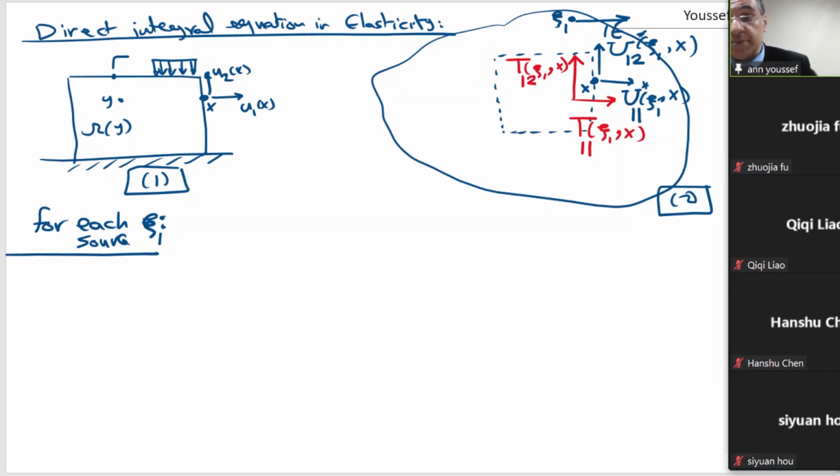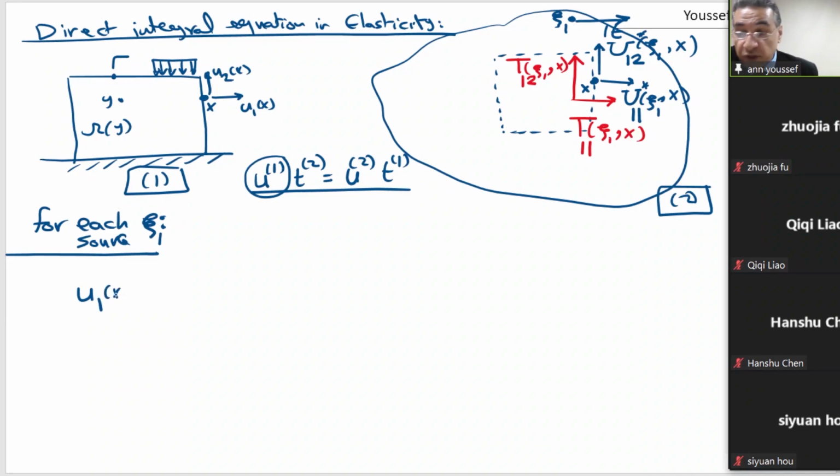If you remember the reciprocal theorem, it gives me the displacement at state 1 times the traction at state 2 equal to the displacement at state 2 times the traction at state 1. So we'll write here what we have directly. Let us see the displacement at state 1. Where is the displacement at state 1? We have u1 of point x, and we have u1, u2 at point x.